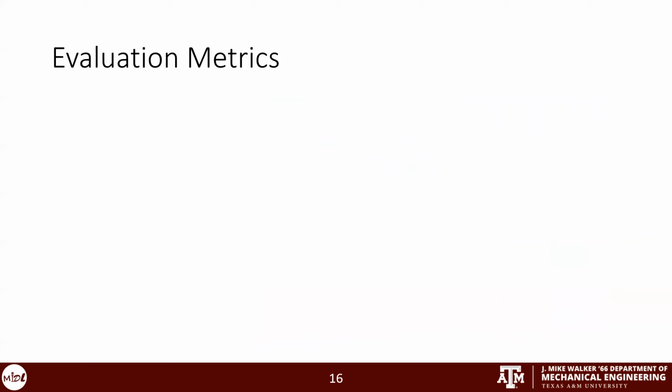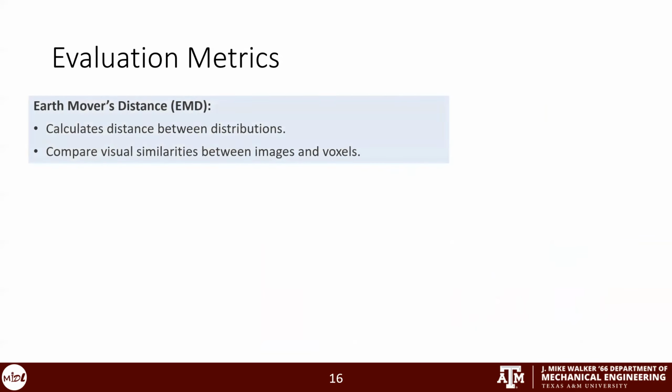Next, we use 2 metrics to evaluate the interpolation results. First, we use the Earth mover's distance, or simply the EMD. The EMD calculates the distance between 2 distributions and is commonly used to compare visual similarities between images and voxels.